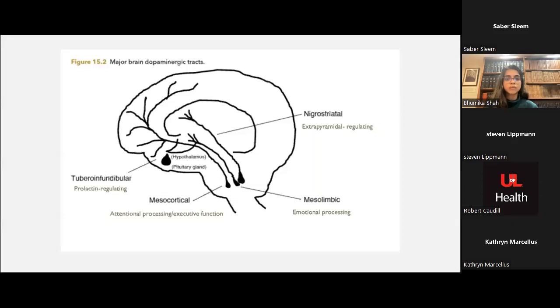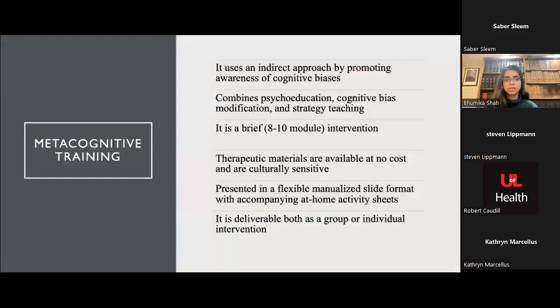The tracts which are affected are the mesolimbic tract, which is related to emotional processing and leads to the positive symptoms, and the mesocortical tract, which is related to executive functioning and leads to the negative symptoms. There's the nigrostriatal tract, which regulates extrapyramidal movements, and the tuberoinfundibular tract, which regulates prolactin release. These two are responsible for the side effects of the majority of antipsychotic medications.